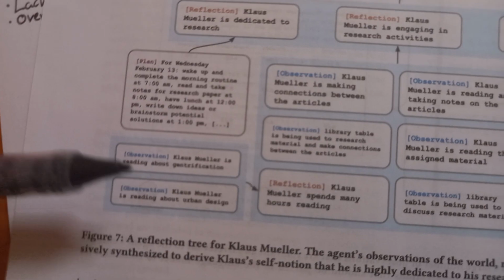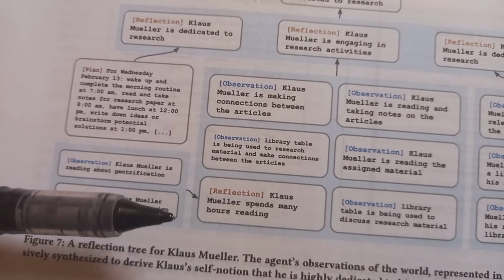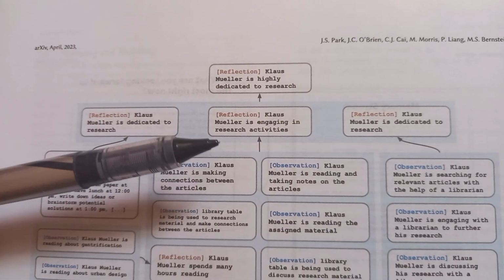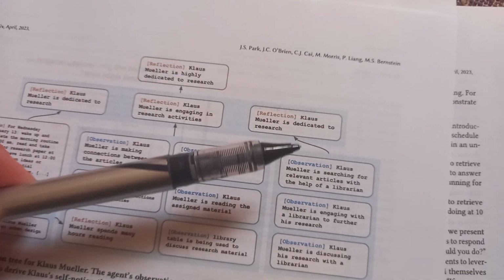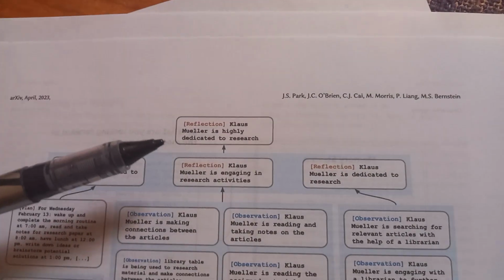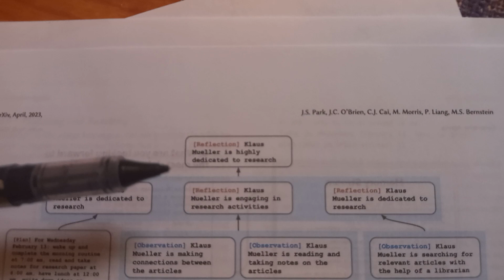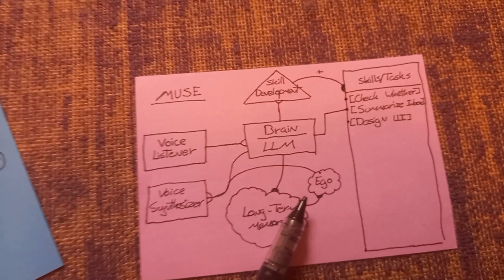So for example, Klaus Mueller is reading about gentrification, Klaus Mueller is reading about urban design, and then as a reflection, Klaus Mueller spends many hours reading. And all of these together, including this reflection, turns into Klaus Mueller is engaging in research activities. This one, which is a plan, Klaus Mueller is dedicated to research, and then from more observations, Klaus Mueller is dedicated to research, and then the final reflection, Klaus Mueller is highly dedicated to research. So basically, by reflecting on the memories that it has, it slowly builds up a self-identity, which is something that I would like Muse to be able to do, which is basically what this little ego cloud is up here.